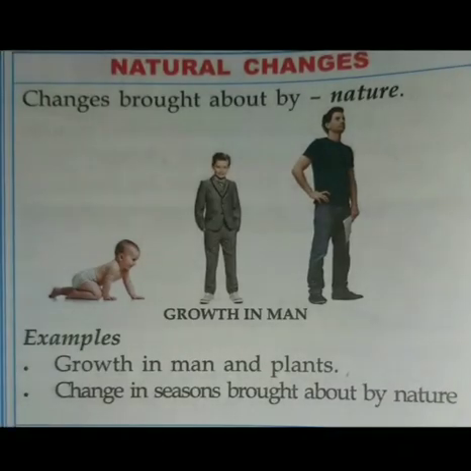Now let's discuss what do you mean by natural changes. Natural changes means the changes which occur or which are brought about by nature. That means the changes which take place by nature are known as natural changes. Okay, that means it is formed by nature. For example, baby to an adult, or from seedling to plant. These are all examples of natural changes. See here from the figure you can find out, from baby to an adult is an example of what? Natural change, because it is driven by nature. Okay, the growth of man or plants is an example of natural changes.